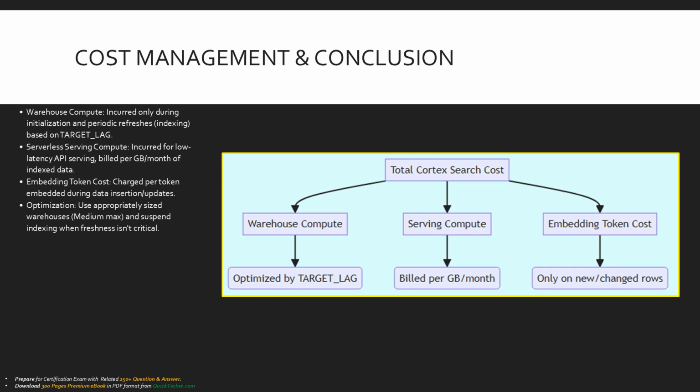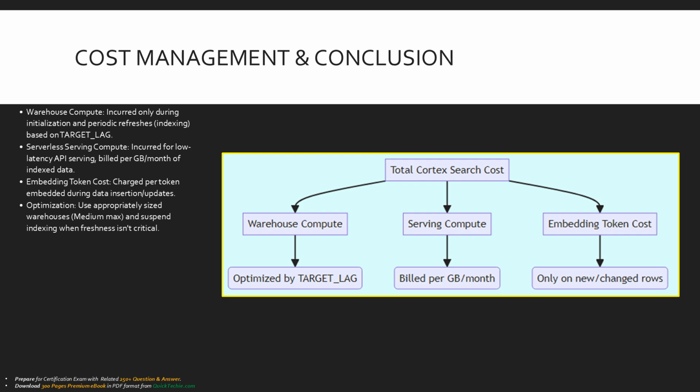Finally, as senior architects, we must understand cost governance. Cortex Search costs are divided into 3 main pillars. First is warehouse compute. This is the virtual warehouse you assign to handle the heavy lifting of indexing and refreshing data based on your target lag.